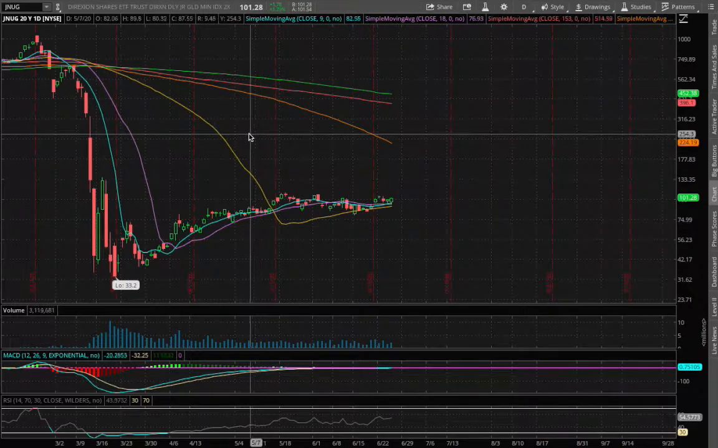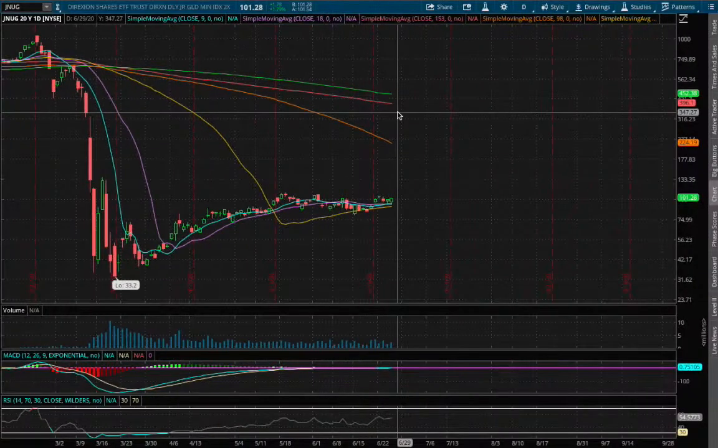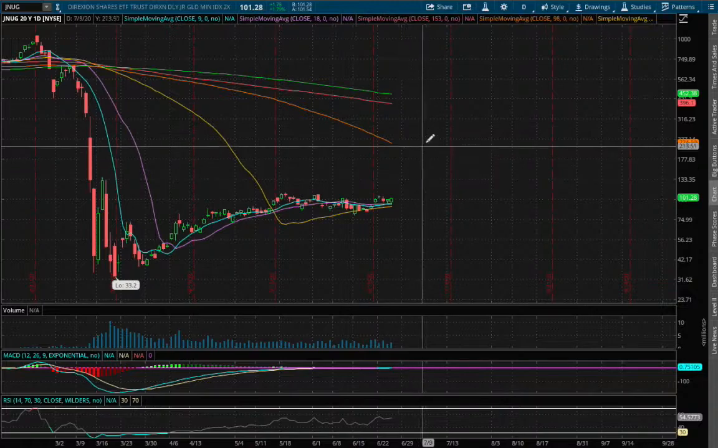Hello viewers, we'll be going over JNUG and JDST. In this video, we'll be using the day-by-day probability model as our support and resistance levels, and these models are based on past trends that are similar to the current trend but not identical, so do keep that in mind. So let's start off with the technical analysis for JNUG.